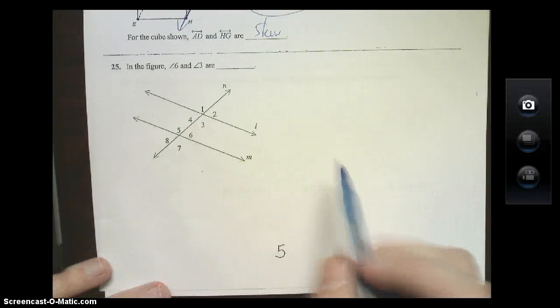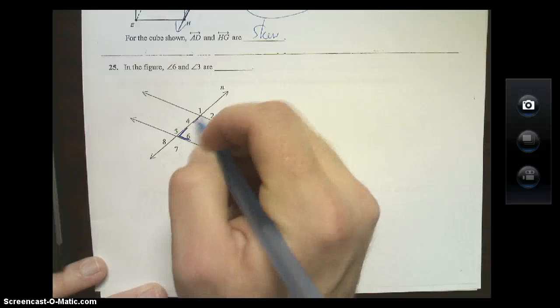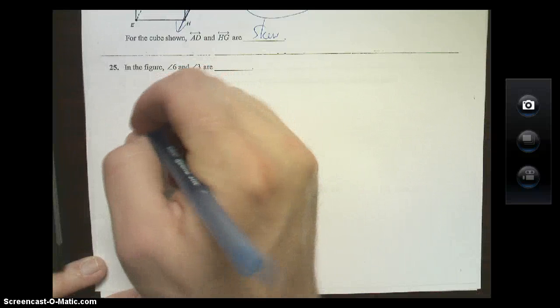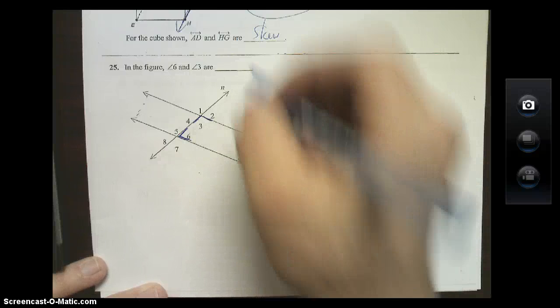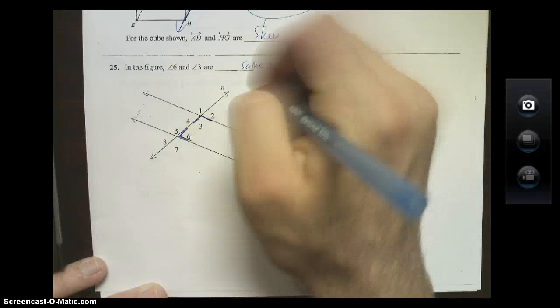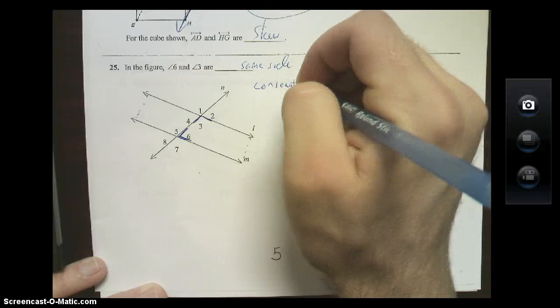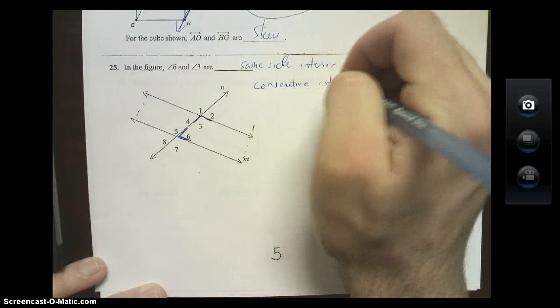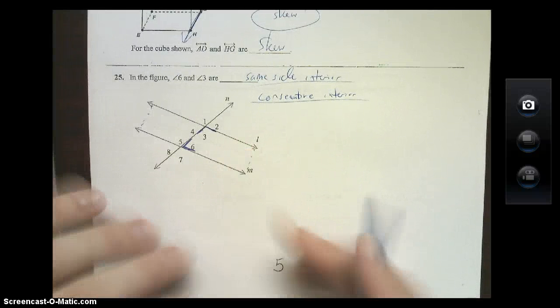Okay, number 25. In the figure, angle 6 and angle 3 are, well, let's highlight them. Here's angle 6. Here's angle 3. All right. Again, remember that we can close this off. You'll notice they're on the interior, and they're also consecutive on the same side. So you can call this same side interior or consecutive interior. Okay, which again, these are kind of the unique pair in the fact that they are supplementary, which means they have to add to 180. It's the only one of the special angles we learned that does that. Okay? Very good.